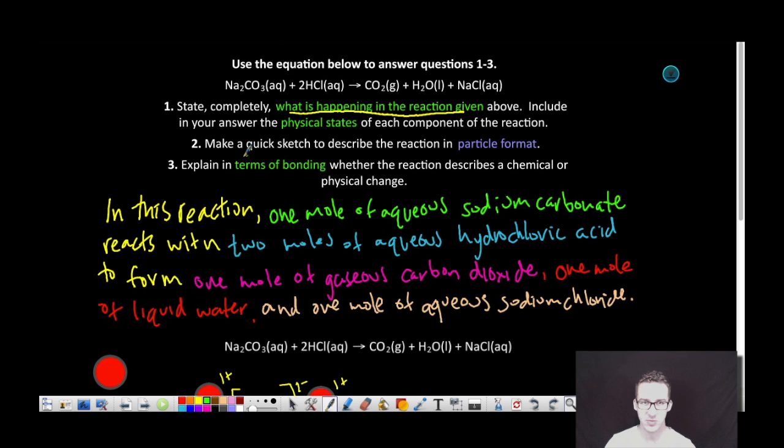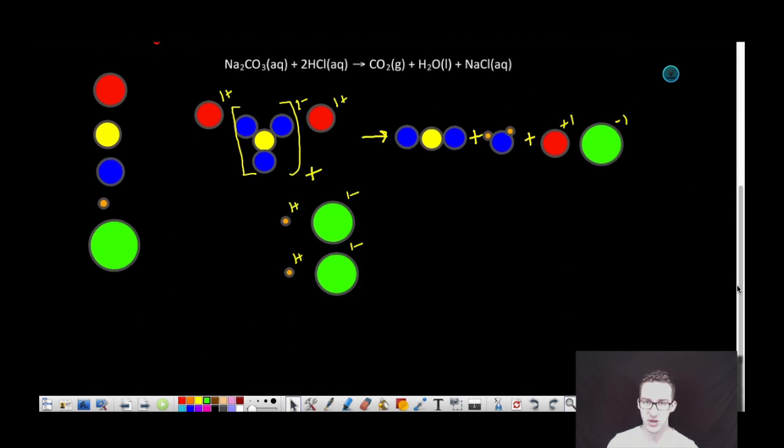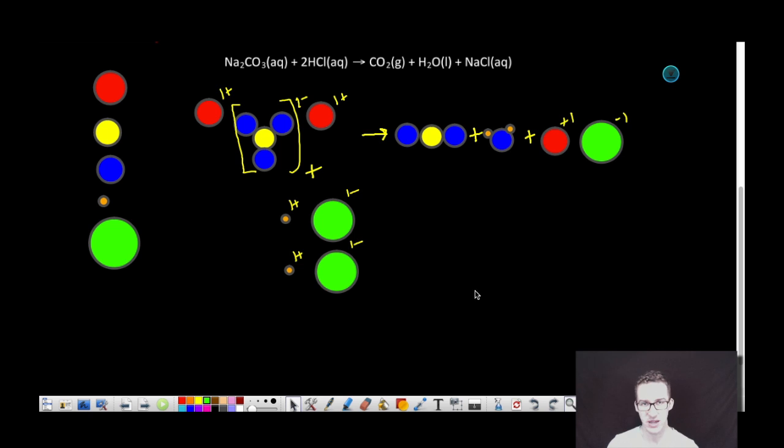Okay, and the last part of this problem is asking us to explain in terms of bonding, it's important, whether the reaction describes a chemical or physical change. Now, if you're trying to describe whether this is a chemical or physical change based on macroscopic observations in the lab, obviously, if you had observed the formation of a gas after you'd mixed the hydrochloric acid and sodium carbonate together, it'd be a good indication that you had a chemical change at the macroscopic level. But we're asked to describe it in terms of bonding. So I'm going to go back to my particulate diagram, to do a better job of explaining whether or not this is a chemical or physical change.